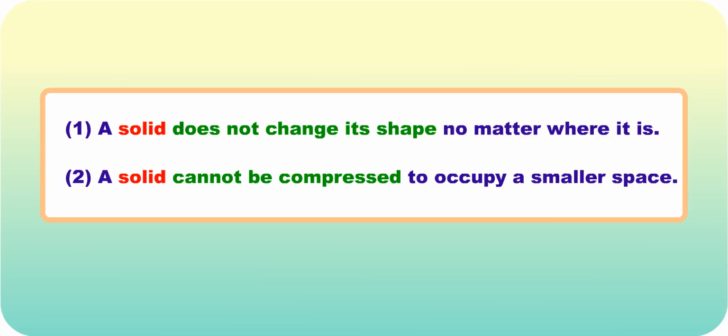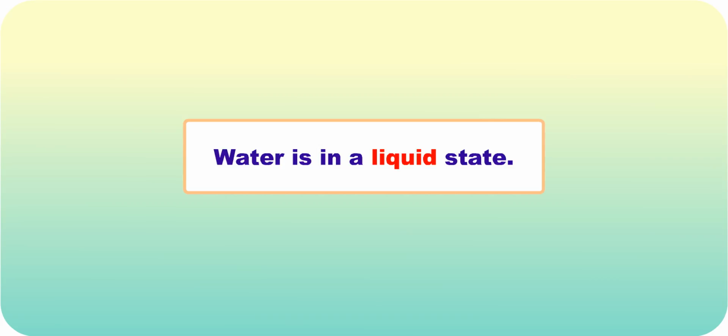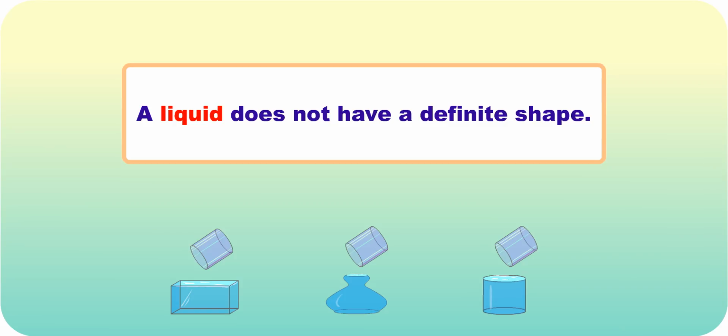Now try this. Okay, let's take a look at water. Does water have a shape? Well, water takes on the shape of the container that holds it. What can you say about the shape of water? I think water does not have a definite shape because it follows the shape of the container that holds it. You are absolutely correct.